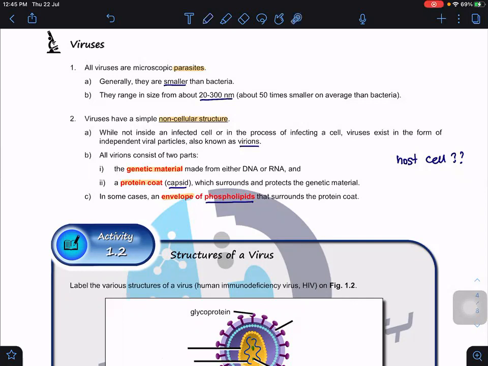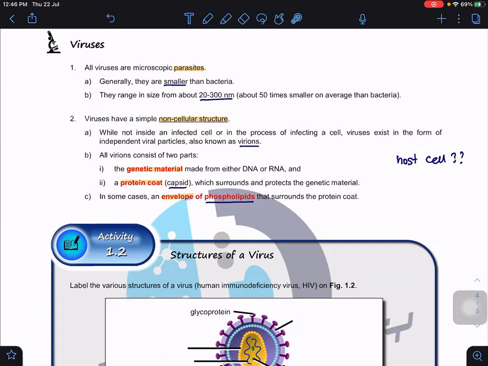While not inside the infected cells or host cells, viruses exist in the form of independent viral particles. Outside the host cell, they are just like our table, just like our water, just like any non-living thing. Basically, they are just a particle, and this particle we call a virion. Are you clear? But inside the host cell, the infected cell, the virus is known as a virus.